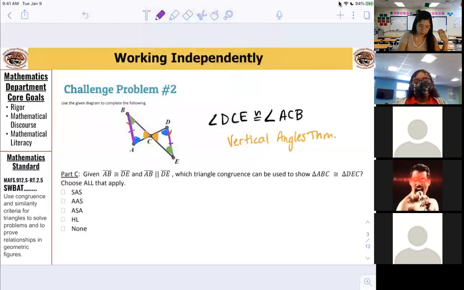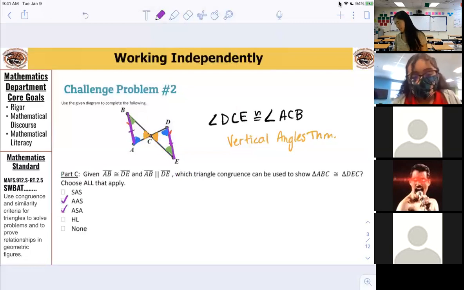And based on this information, how many different theorems can I possibly use? I heard SAS, side angle side. How many sides do I know about? Only one. So you can definitely do AAS, and what else? ASA. That's it. Not HL because there's no right angle. Good. And it can't be none, because if you already picked one, that means it can't be none. Right, that is the definition of none.